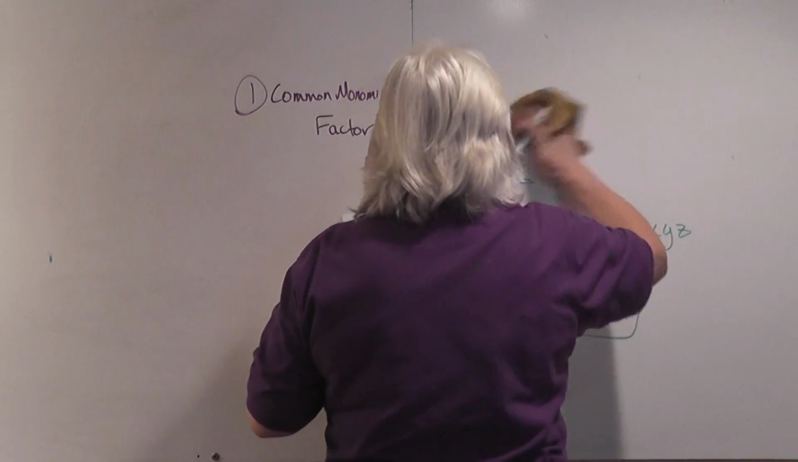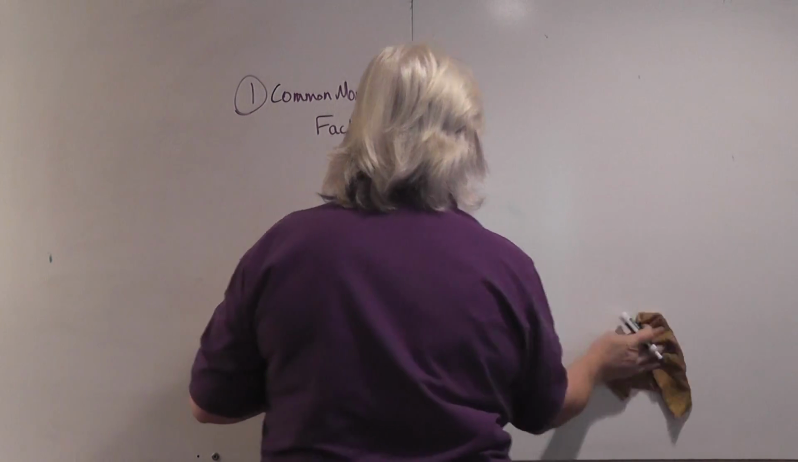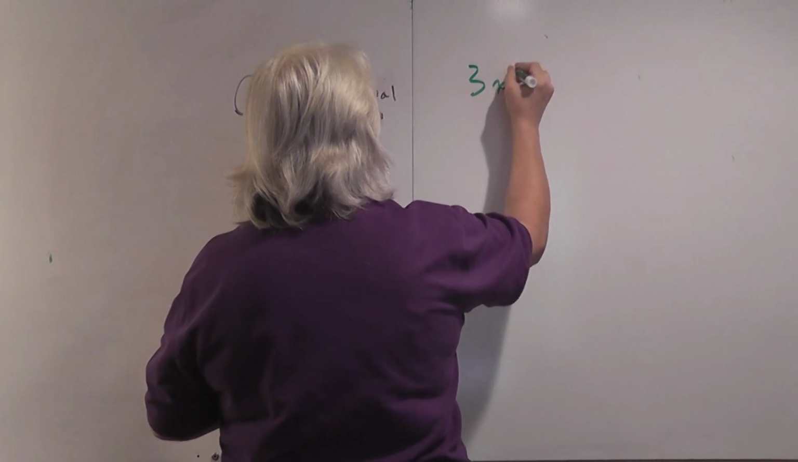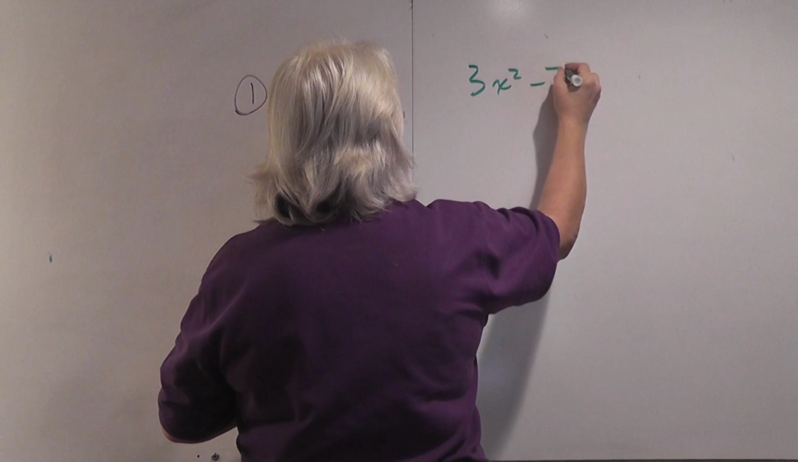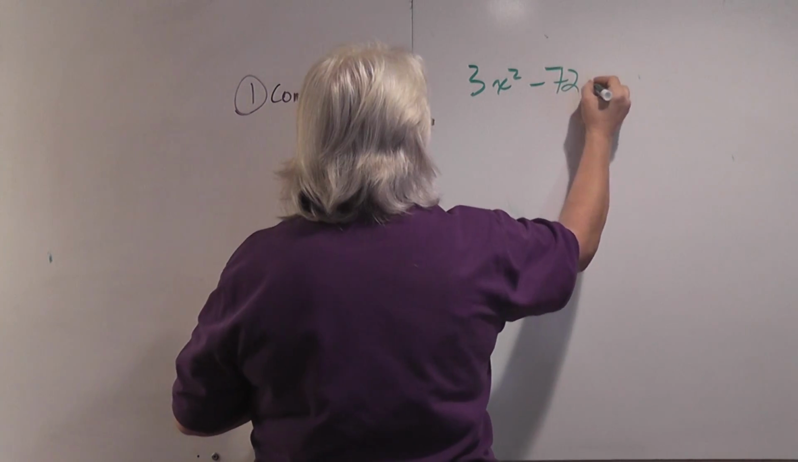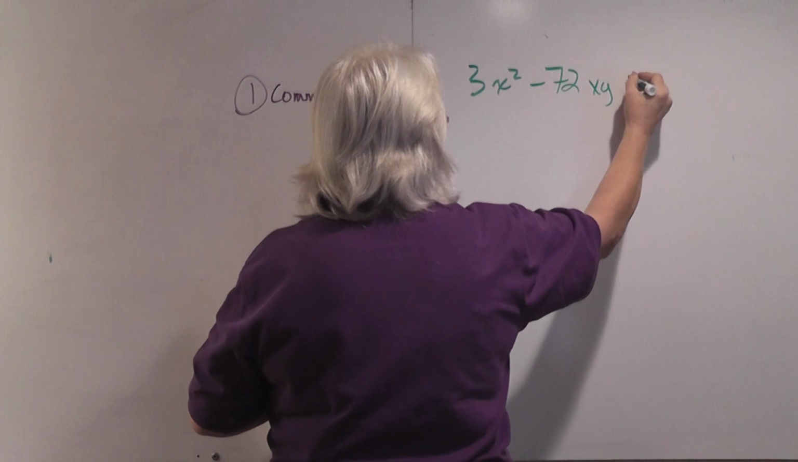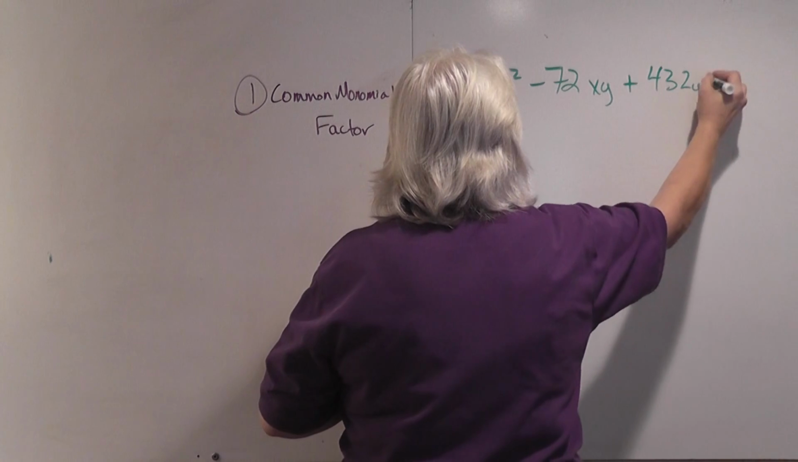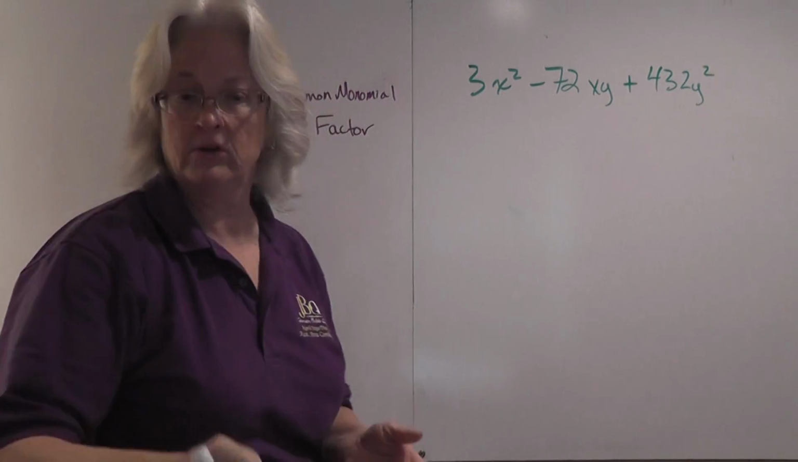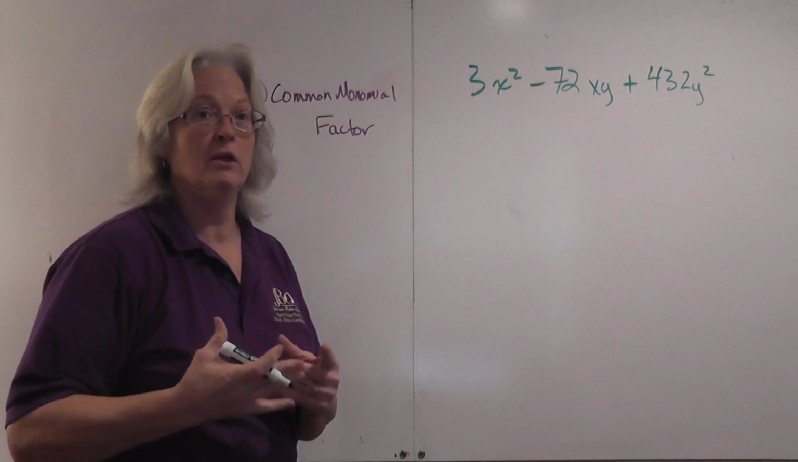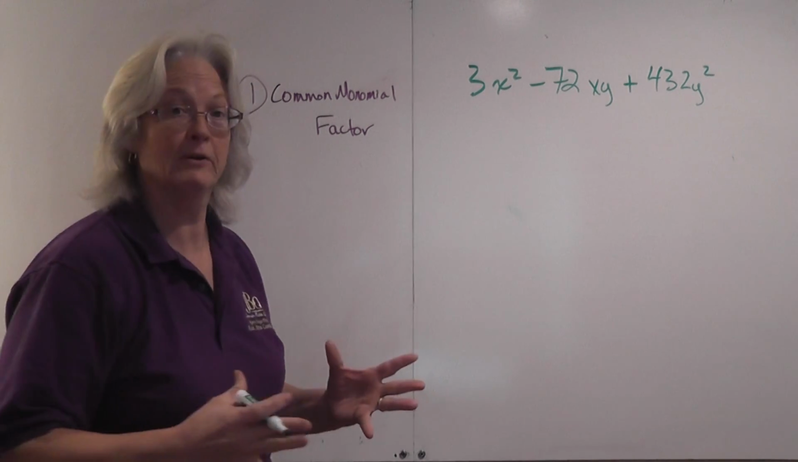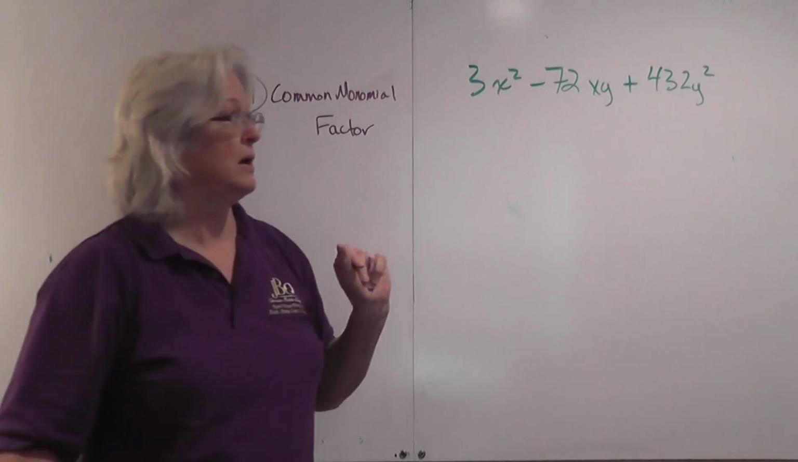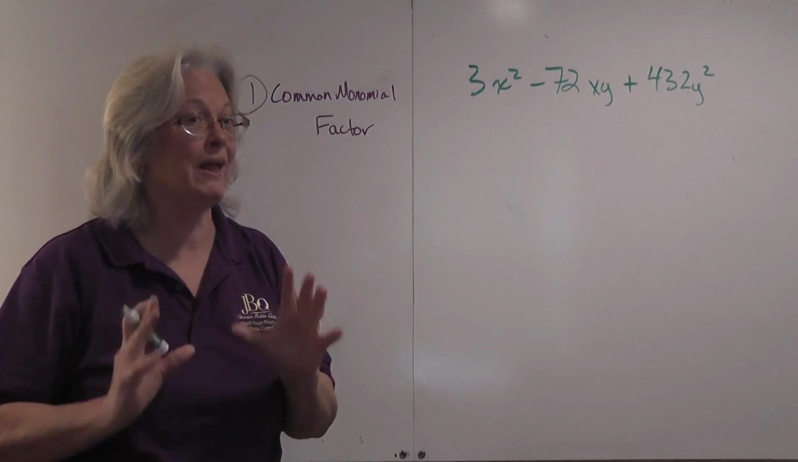So let me pick one final example here. This one says, let's factor 3x squared minus 72xy plus 432y squared. Now you look at that, and what might you think at first? You might go, can't do it. Looks horrible. How in the world am I supposed to find the square root of 432? And by the way, I know that's not a perfect square anyway.